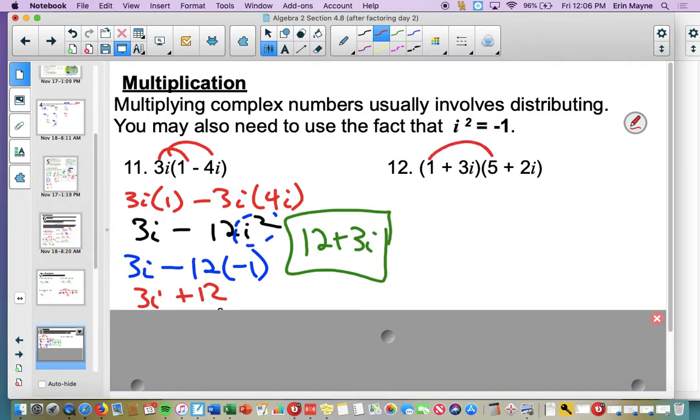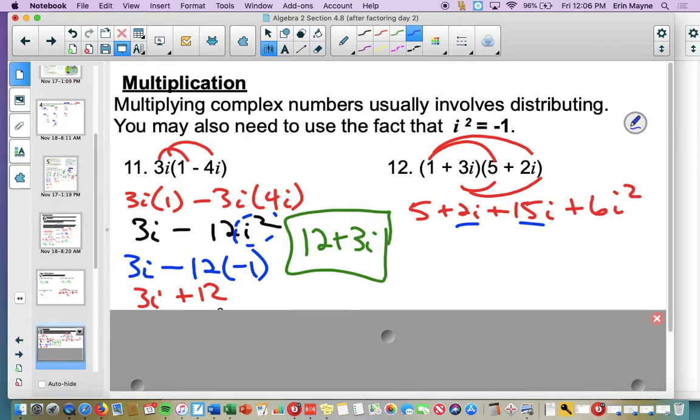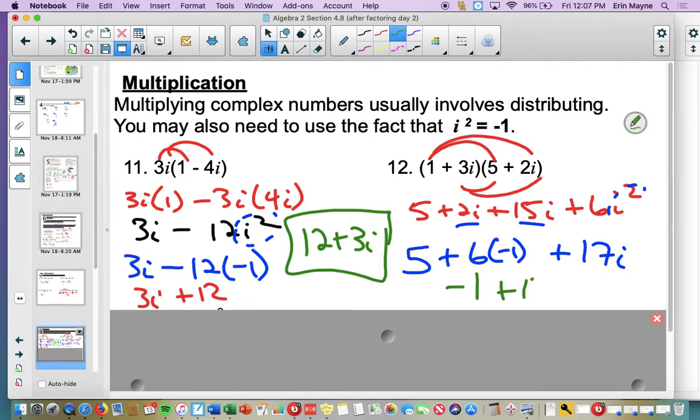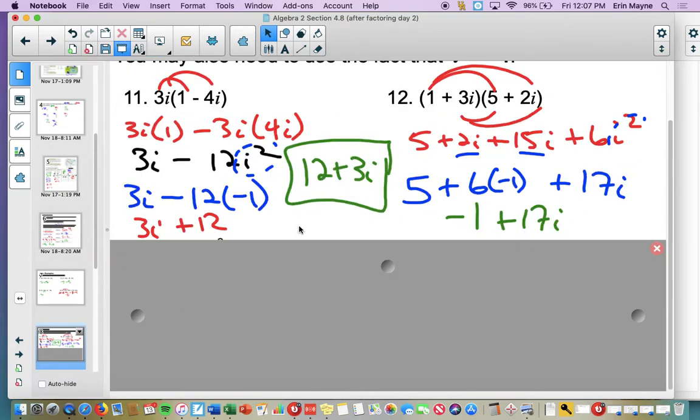Do me a favor and go ahead and hit pause and try to do 12, 13, and 14. Here we go. This is going to be a distribution as well. Sometimes we reference it as FOIL. This is going to be 5 plus 2i plus 15i plus 6i squared. Just for one more time of seeing the whole thing, this is going to be a plus 17i. This is going to be 5. And notice I'm going to go plus 6, this i squared is going to be replaced with negative 1. 5 minus 6 is negative 1 plus 17i. Negative 1 plus 17i.